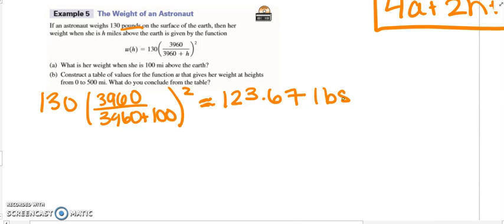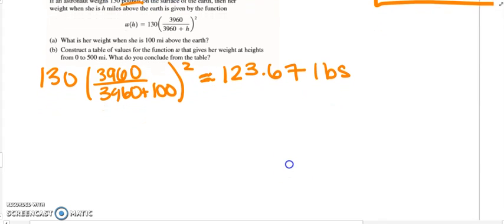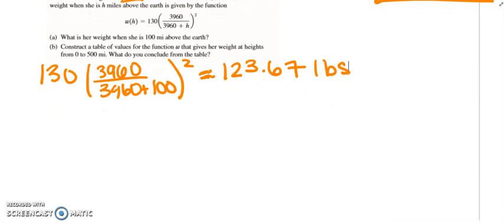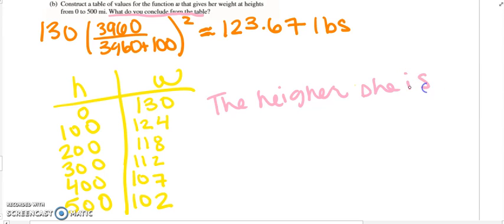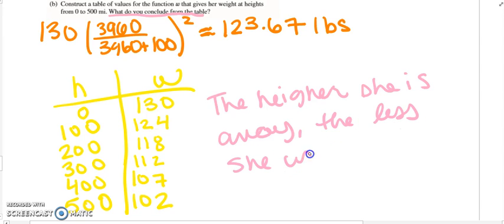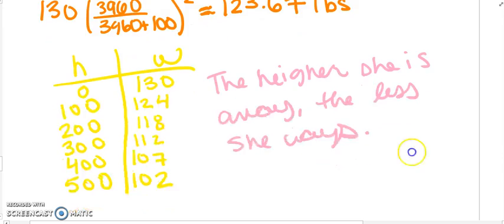And then B says construct a table of values given her weight from 0 to 100. I want you to construct this table by hundreds. Pause and do that now. Okay, so I constructed 0 to 500. I plugged in, rounding to the tenth place. It says, what do you conclude? Okay, well, I can see it's going down, down, down, down. So I conclude the higher she is, the less she weighs. You can see that pattern there.